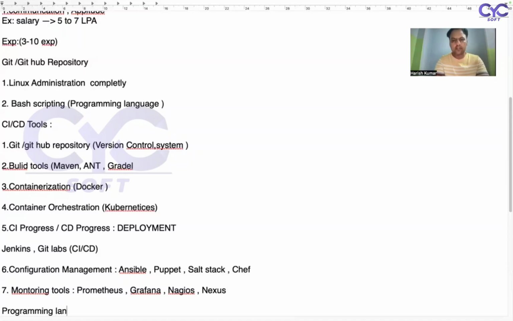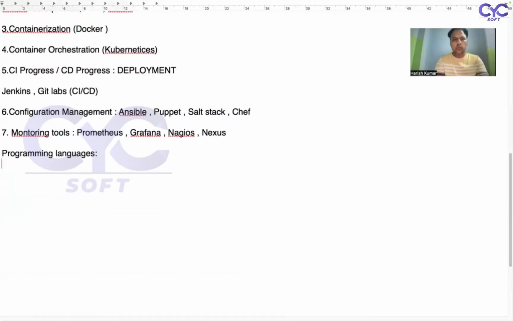Programming languages. So those who want to work with programming languages, guys, definitely you should learn some programming language, even if you are an experienced person also. Okay. So for this, we are working with Python programming.